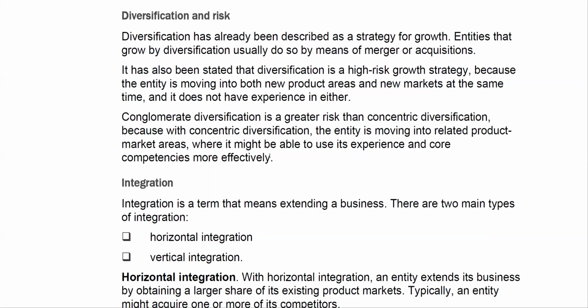So conglomerate diversification is a greater risk than concentric diversification, and I hope you know what it is, because conglomerate is where you go into an unrelated industry, and concentric is where you go into a related industry. So with concentric, the entity is moving into related product market areas where it might be able to use its experience and core competences more effectively.